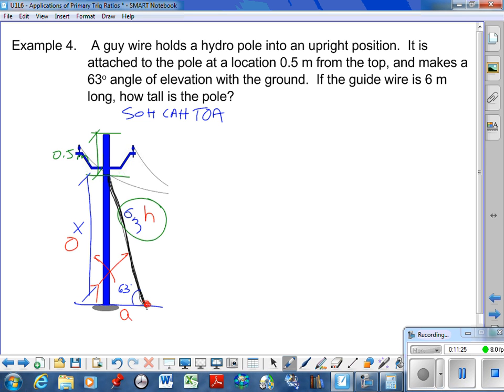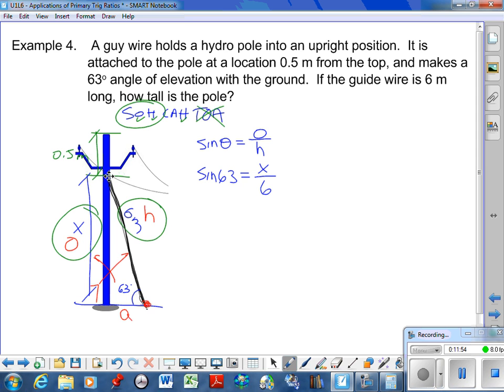So, what do I do? I know the hypotenuse. So I'm either using sine or cos. So TOA off the page because it's got no H. I want to know O. There's my winner. Ding, ding, ding, ding. So I'm going to use sine. So I need to see sine theta equals opposite over H. Sine 63 equals x over 6. So I need to isolate.